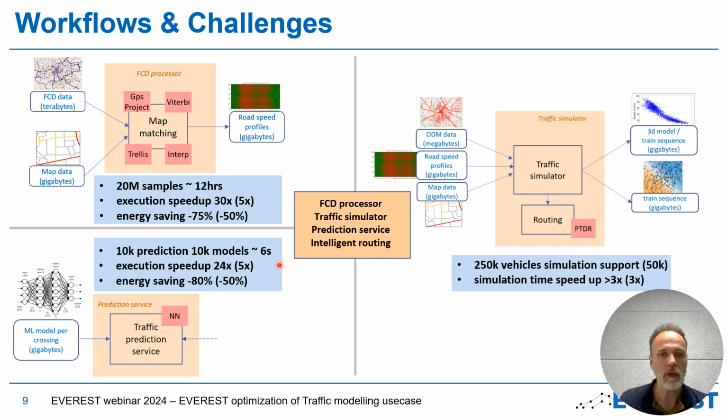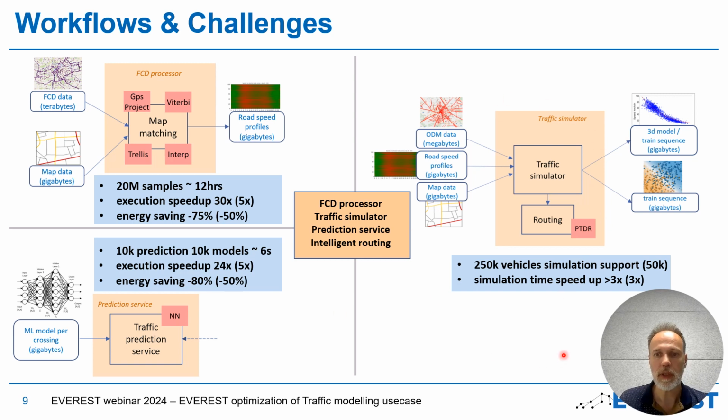With traffic prediction, which is about a small city which has 10,000 models, and we need to execute 10,000 predictions. On a regular CPU architecture, it took 6 seconds. Since this is a real-time service, we want it to be sub-second. Here we achieved the speed up 24x, while we stipulated speed up 5x. And as well we got a better energy saving than originally planned.